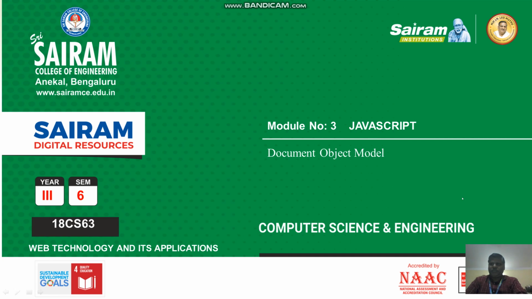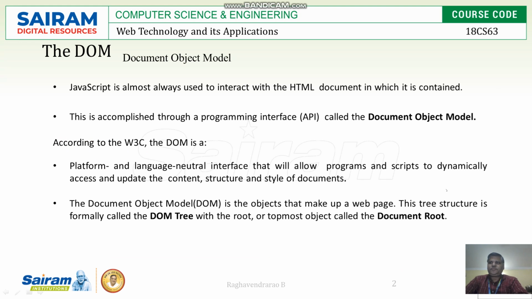Let us see now the document object model in JavaScript. What is the document object model? It's called DOM for short. JavaScript is almost always used to interact with the HTML by using this document. So here this is an API. It is basically an API that is called the document object model.